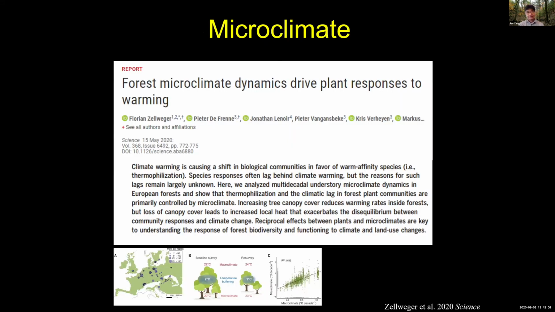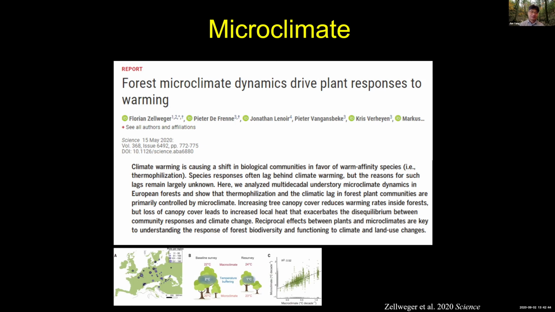All right, so that's the new technique that I have been working on. And then I want to move on to some new ideas that I have been working on. It's not really a new idea, and the one that I've been working on is microclimate, but it has received due attention, particularly in the climate change context. For example, just this May, Science published an article documenting that the forest microclimate is really the driver of the plant response to global warming.